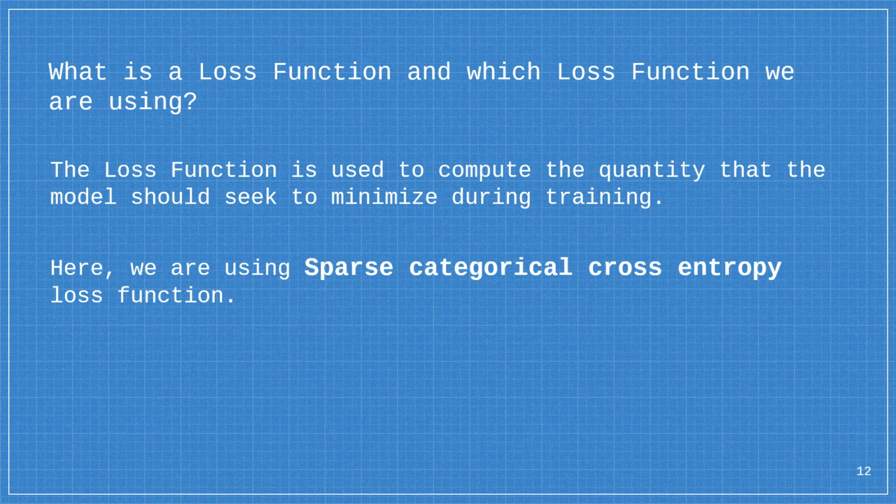Here I'll be discussing what a loss function is and which loss function we were using. Generally speaking, the loss function is used to compute the quantity that the model should seek to minimize during training. For regression models, the commonly used loss function is mean square error. While for classification models, for predicting the probability, the loss function most commonly used is cross entropy. As our model is multi-class, we are using the sparse categorical cross entropy loss function, which works with integer labels.